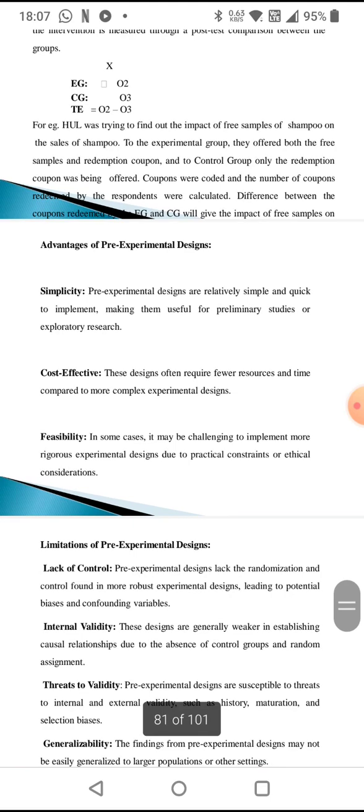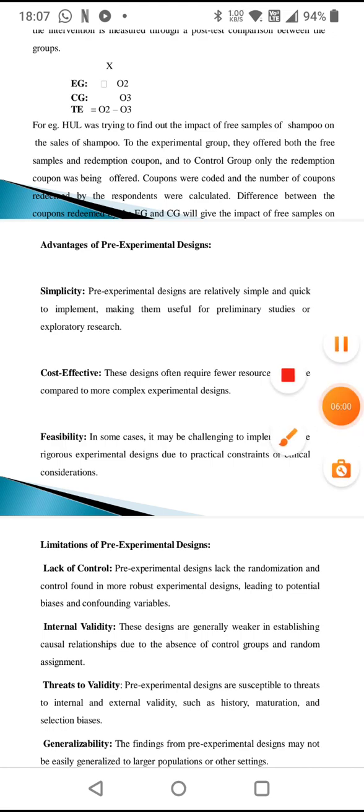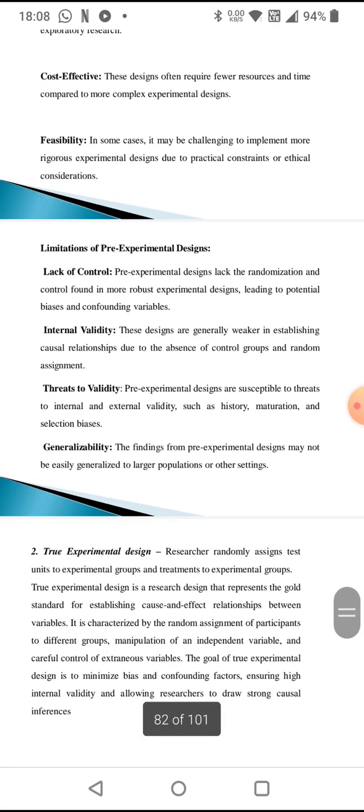Let us move on to the advantages and limitations of pre-experimental design. For all the experimental designs we have advantages and disadvantages; probably it helps you cover more marks. The advantages are that it is simple, cost effective, and feasible. Simple in the sense that you don't have many variables or treatments; you just have one group where you need to go for a pre-test or post-test, right? And it is cost effective. Yes, it is feasible; you can implement these designs wherever needed, considering ethical considerations. Then let us move on to the limitations of pre-experimental designs.